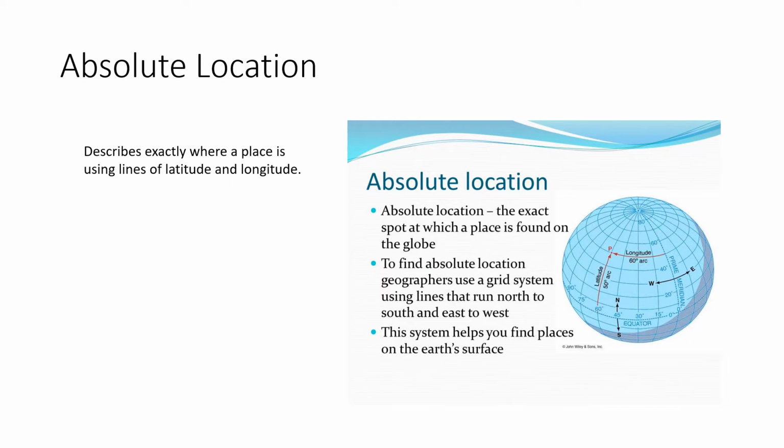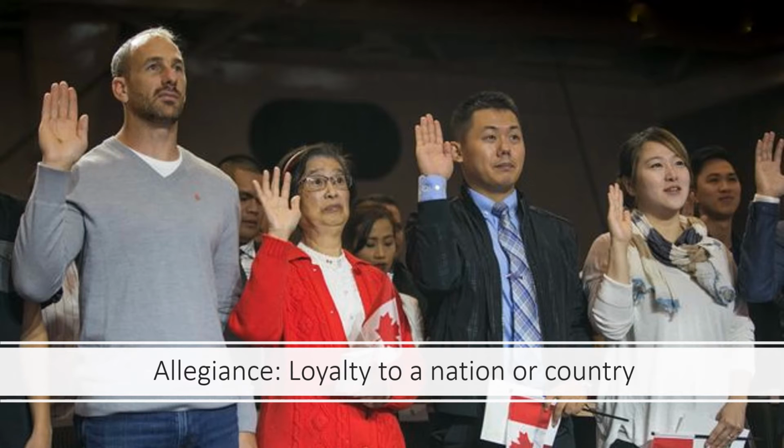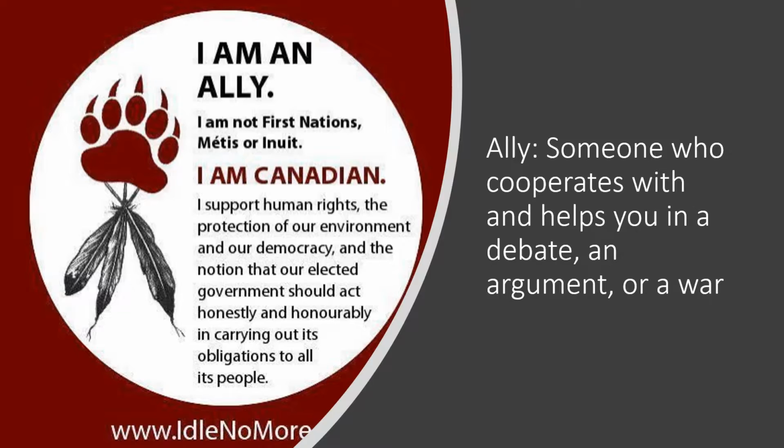Absolute location. This describes exactly where a place is using the lines of latitude and longitude. Allegiance, loyalty to a nation or country. Ally, someone who cooperates with and helps you in a debate, an argument, or a war. Ambassadors, people who are chosen to represent or speak for a group.